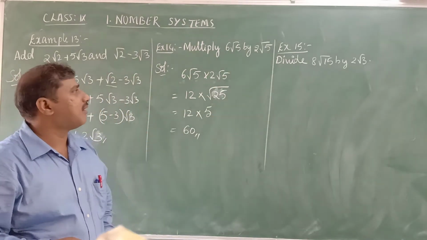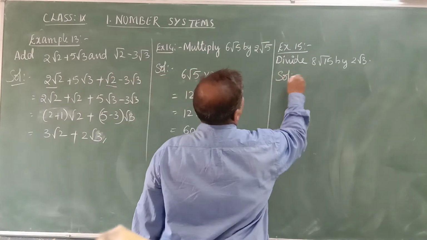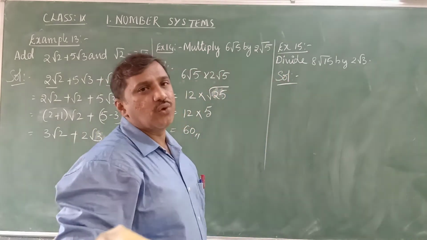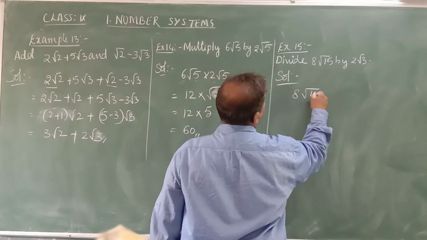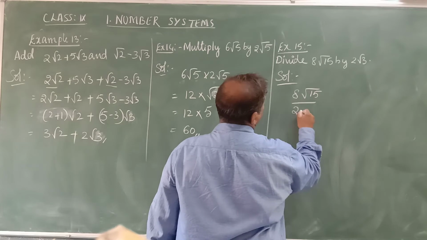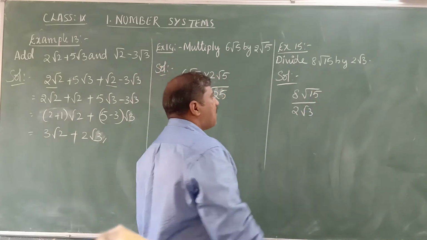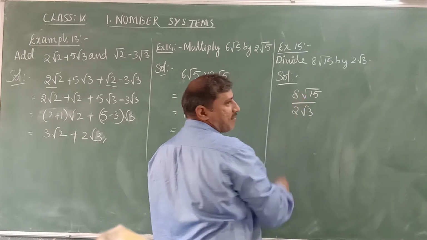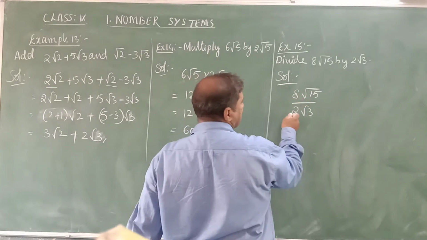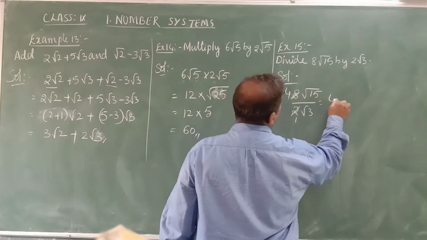Now division. Under division, divide 8 root 15 by 2 root 3. So 8 root 15 is divided by 2 root 3. Now identify the common factors. Here both coefficients are divisible by 2. 2 is the common factor. 2 fours are 8, so what is left is 4.